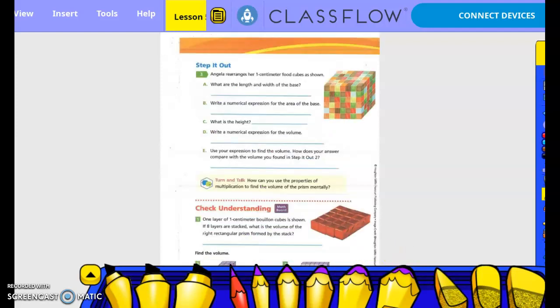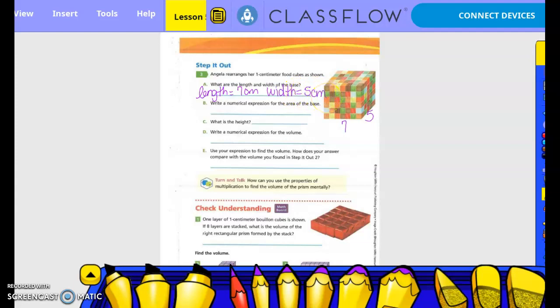Angela rearranges her 1 centimeter food cubes as shown. What are the length and width of the base? So what's our length? How many cubes do we have? 7. What's our width? 5, right? Okay. So the length is 7 centimeters, right? And the width is 5 centimeters.